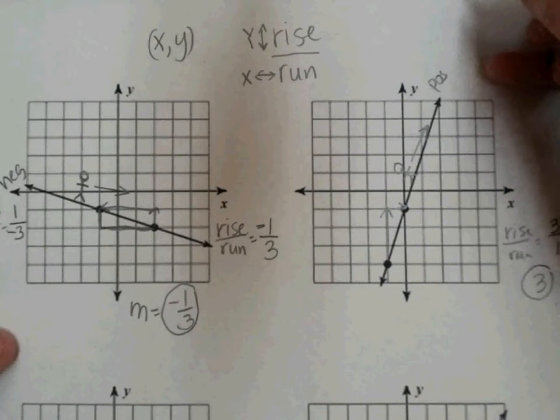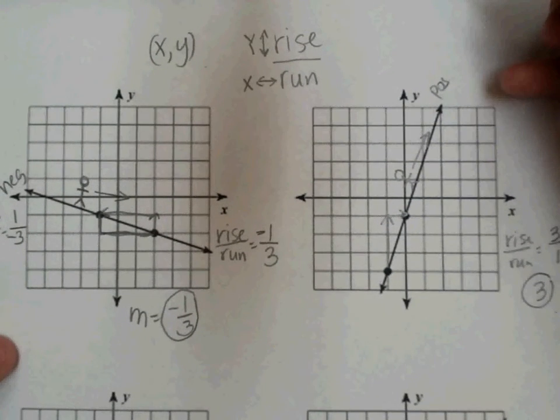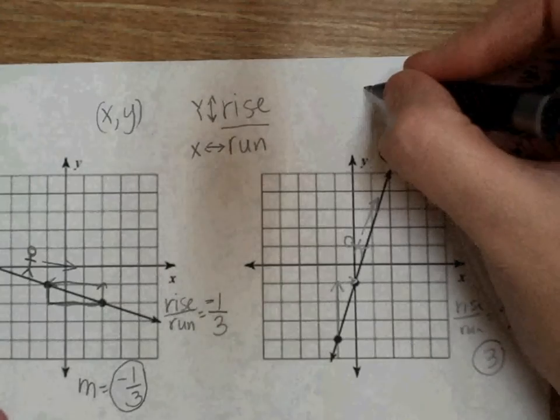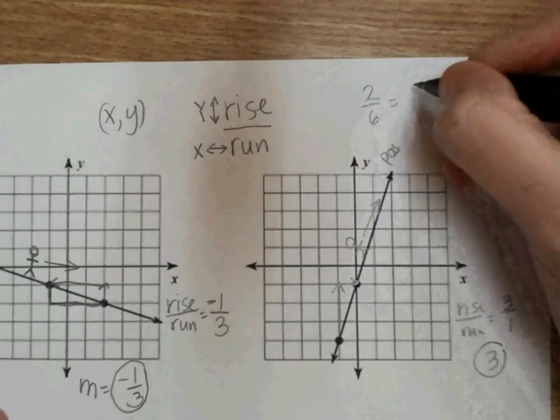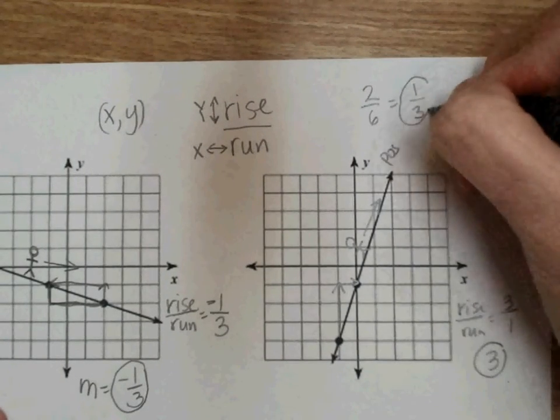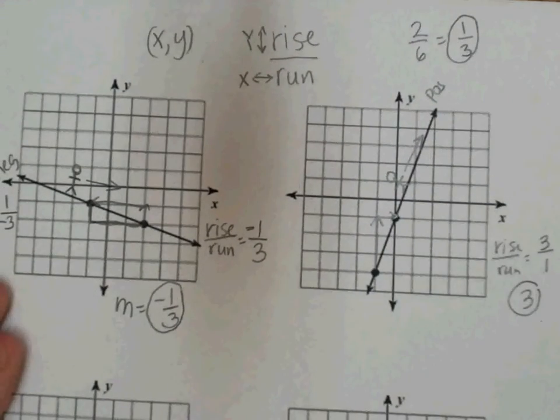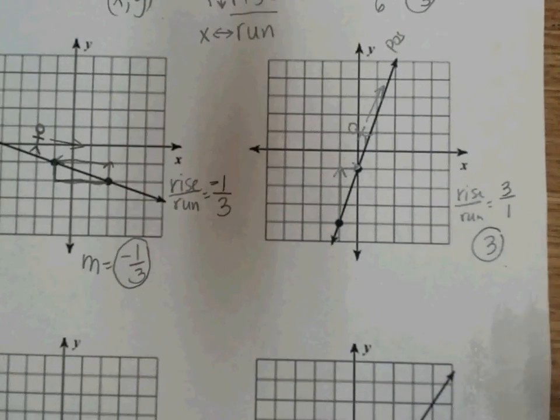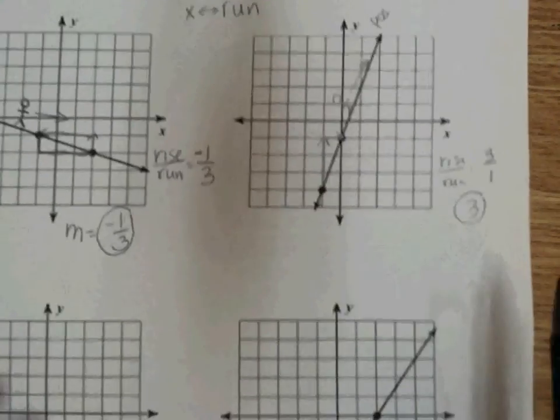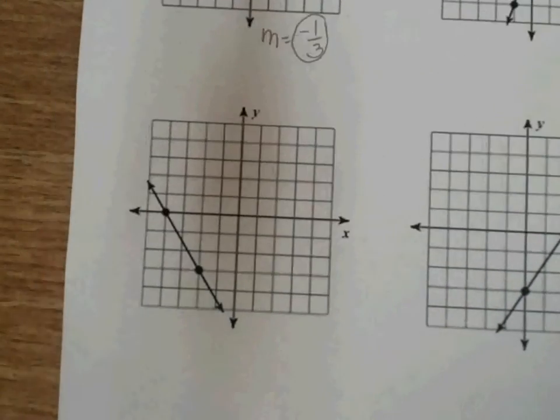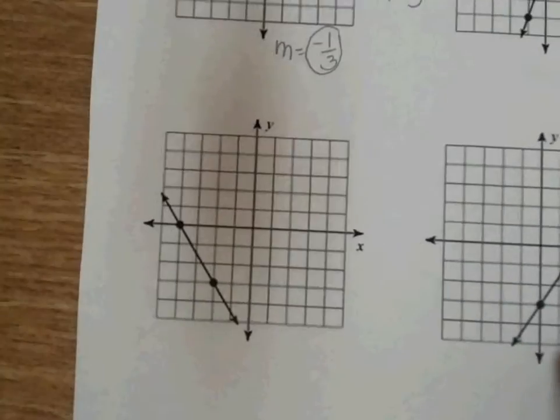So for example, if we had a slope of 2 over 6, well, that can be reduced to 1 over 3. So we would reduce the fraction, but if it's improper, we can leave it improper. The only time we don't write it as a fraction, though, is when it's a whole number. And it's actually okay to leave it as 3 over 1 when you're doing slope.